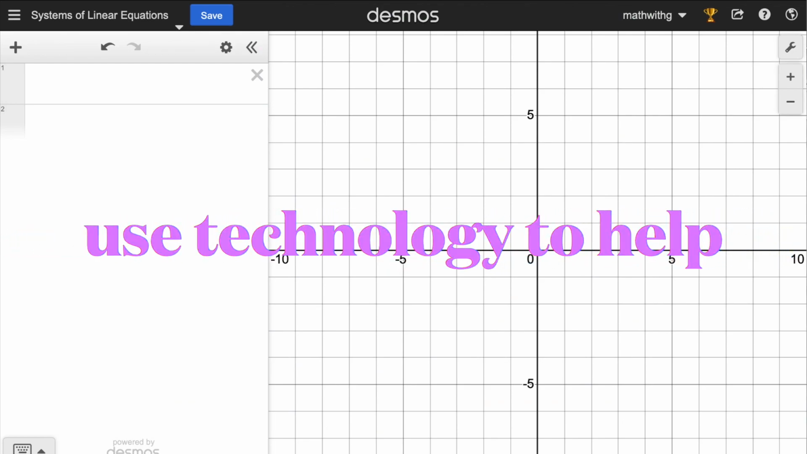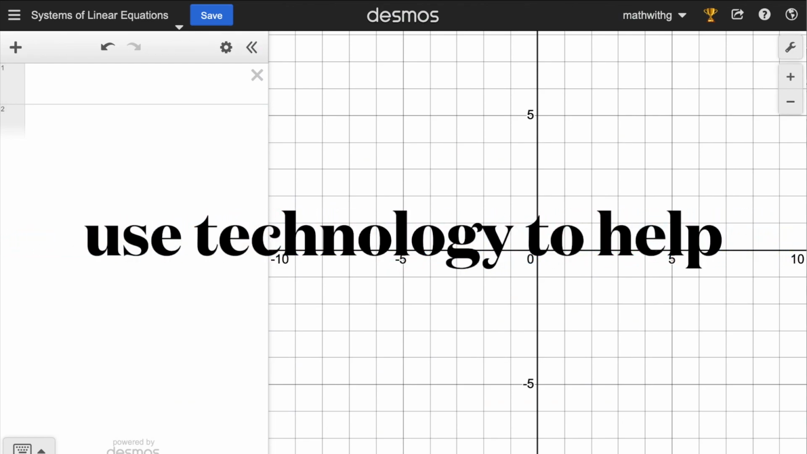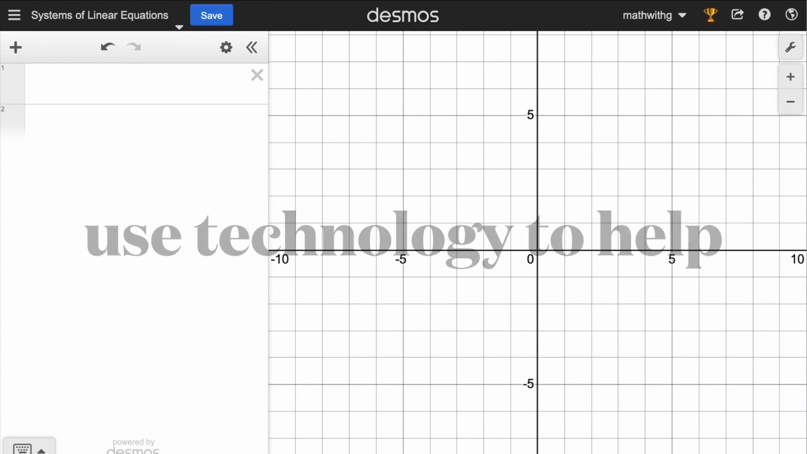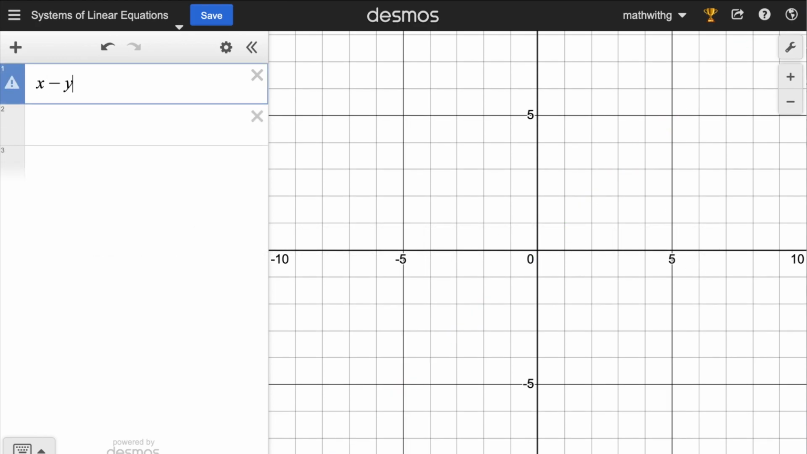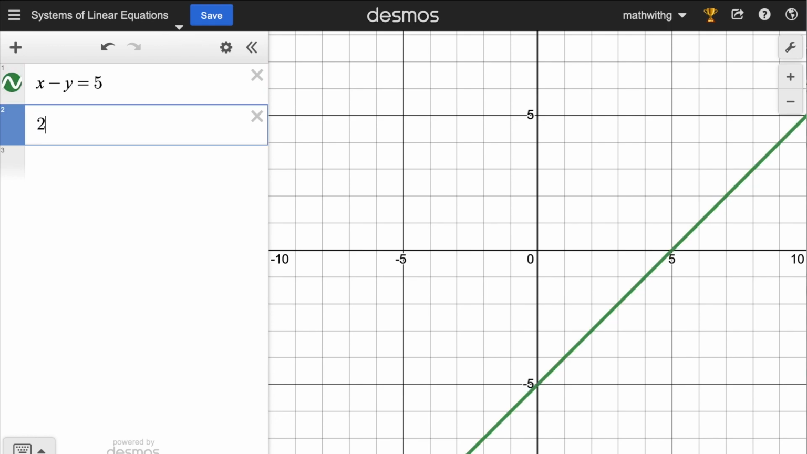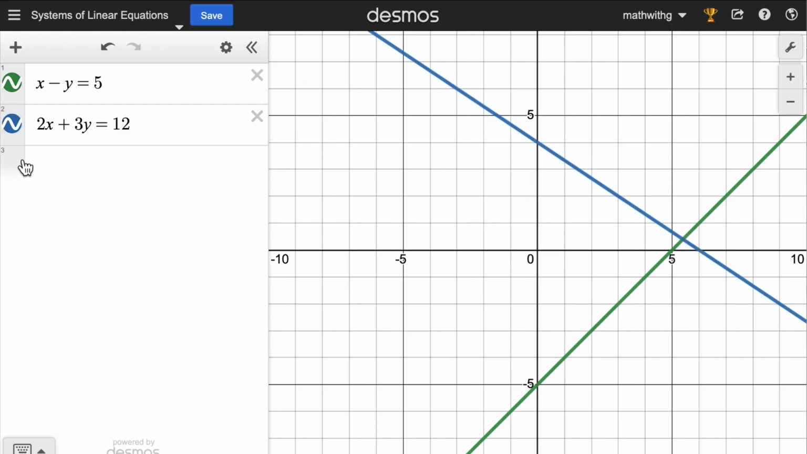When you're working at home and something like this happens, try to use some technology to help yourself out. Use Desmos. x minus y is equal to 5, and 2x plus 3y is equal to 12. These two lines intersect at (5.4, 0.4). Coordinates are not usually shown using decimals. We need to convert to fractions.